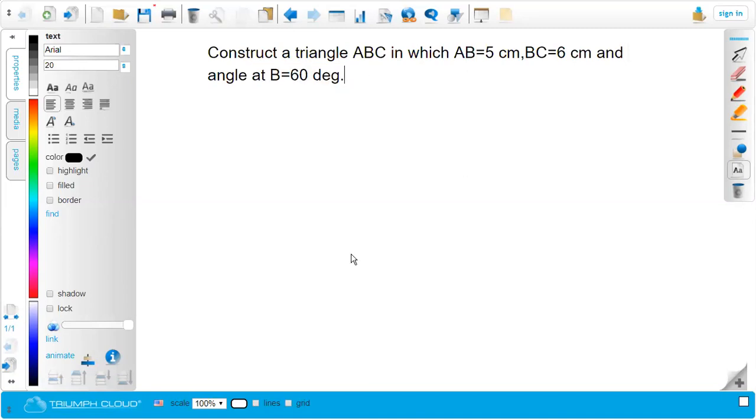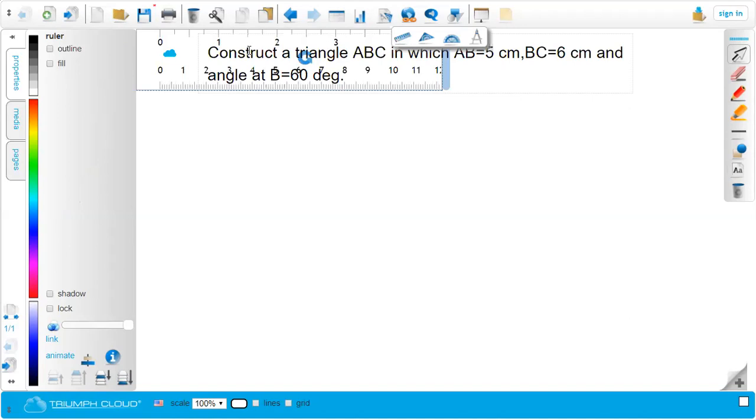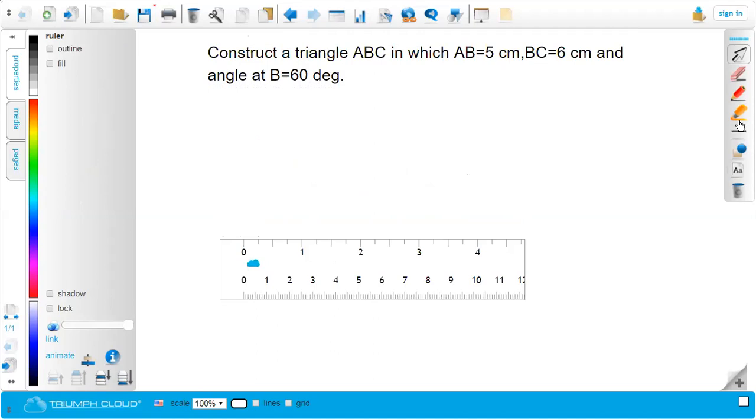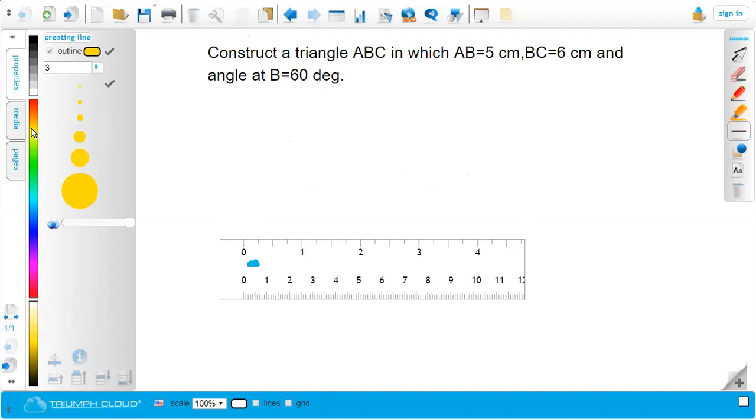First of all, the very first step while solving such a construction is taking one side. Let's take one side of the triangle. Let me take the side AB first, which is 5 centimeters. So let me first take the ruler, and then after measuring the 5 centimeters, let me draw a line segment of 5 centimeters long.